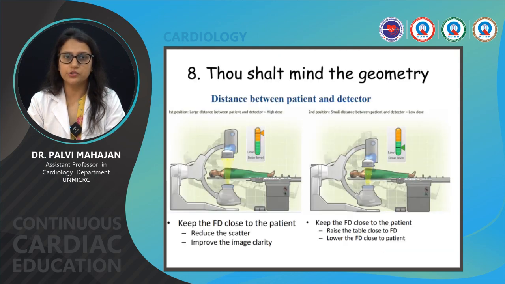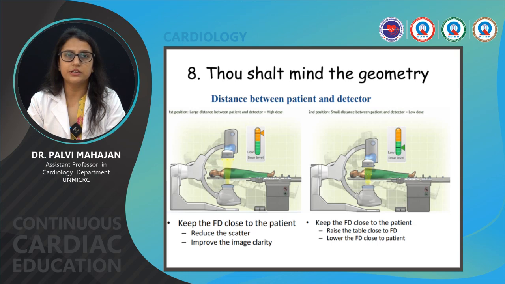Thou shalt mind the geometry. Keep the detector close to the patient. It reduces the scatter and improves the image clarity. In the first figure, we see the detector is placed close to the patient. It reduces the scatter and improves the image clarity. In the second image, we see keep the detector close to the patient and raise the table close to the detector. It lowers the dose to the patient.